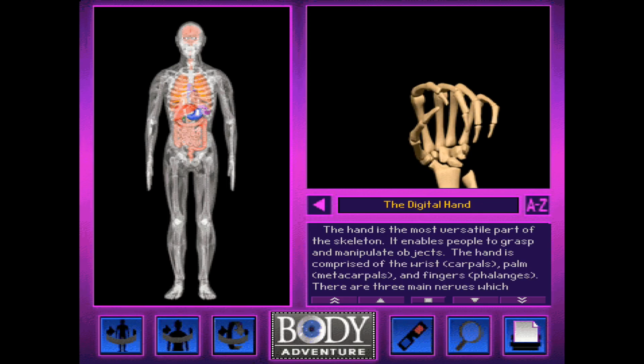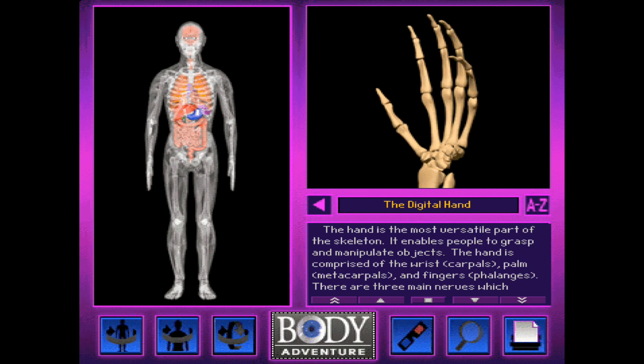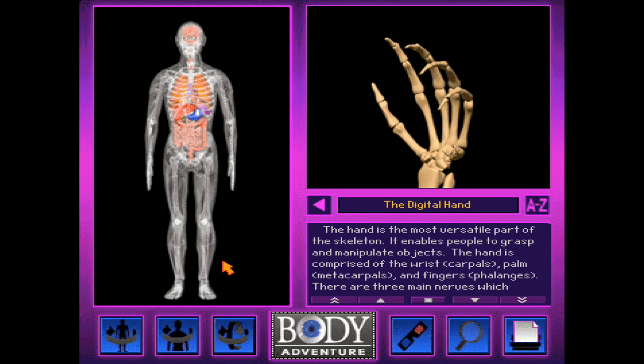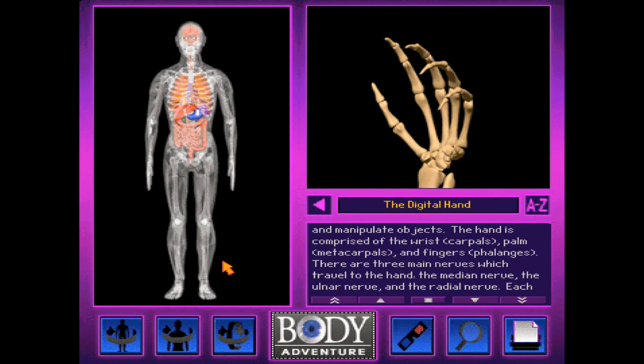The digital hand. The hand is the most versatile part of the skeleton. It enables people to grasp and manipulate objects. The hand is comprised of the wrist, carpals, palm, metacarpals, and fingers, phalanges.